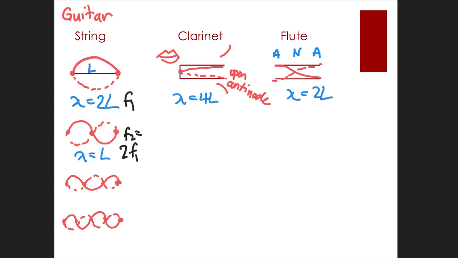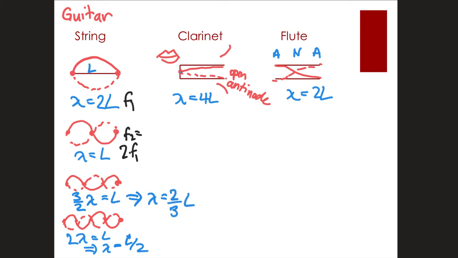I'm going to do the easy one first. In this case, you can see that I've got 2 wavelengths. So 2 lambda is 1L, or lambda equals L over 2. Now in this case, I have 1.5 wavelengths. And I have to write this one down because I tend to mess it up. So I've got 3 over 2 wavelengths is L. So that means my wavelength is going to be 2/3 of L.